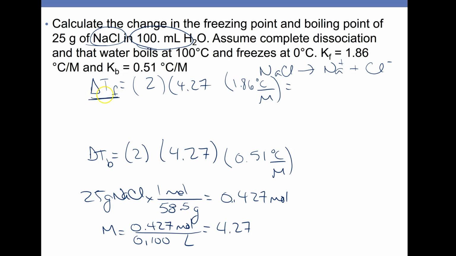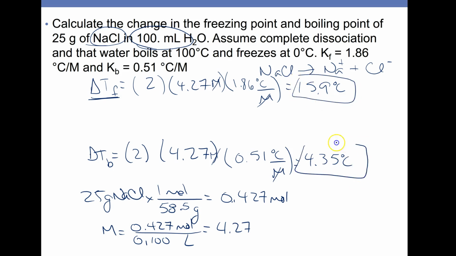Okay, so the change in the freezing point, multiplying these all out, molarities cancel out, and you're left with 15.9 degrees C. Same thing here, molarities cancel out, multiply, you get 4.35 degrees C. And so what this is telling you is how much it changes by.